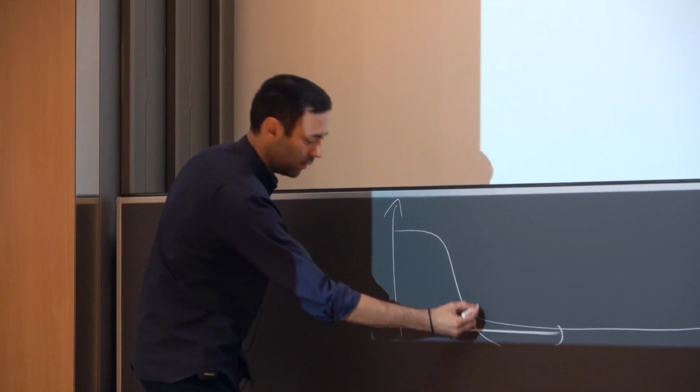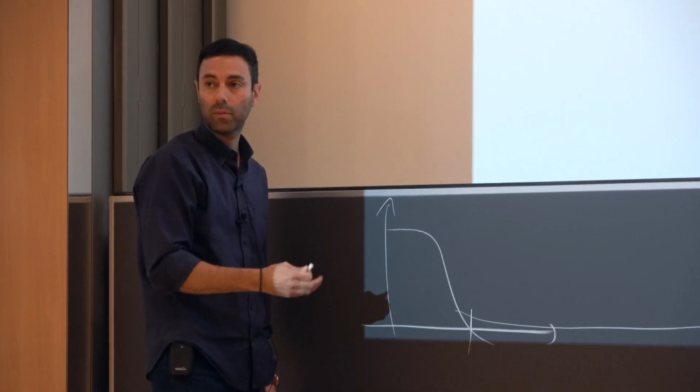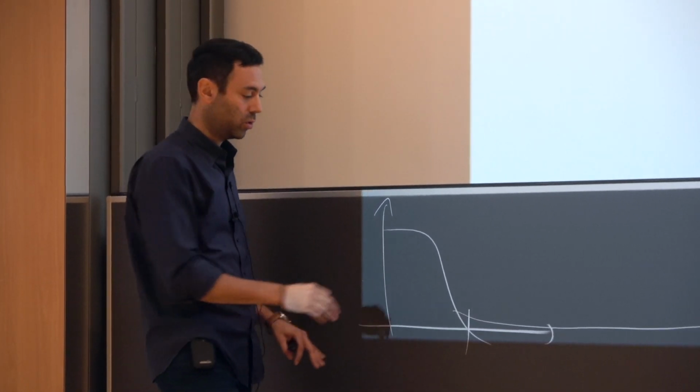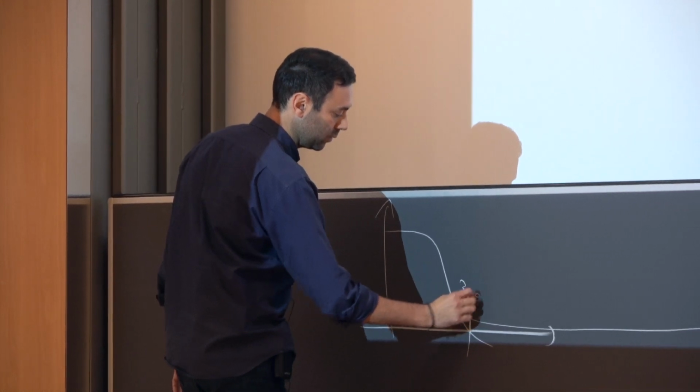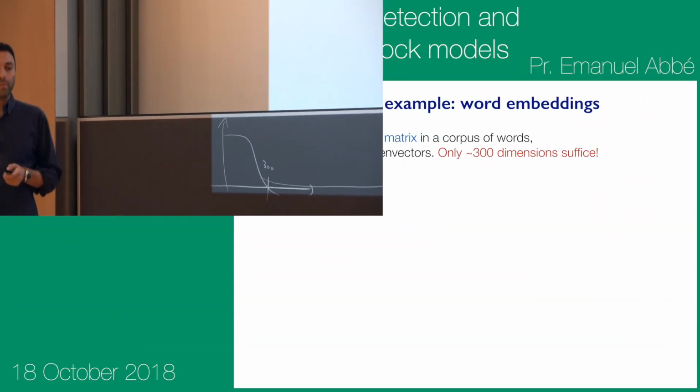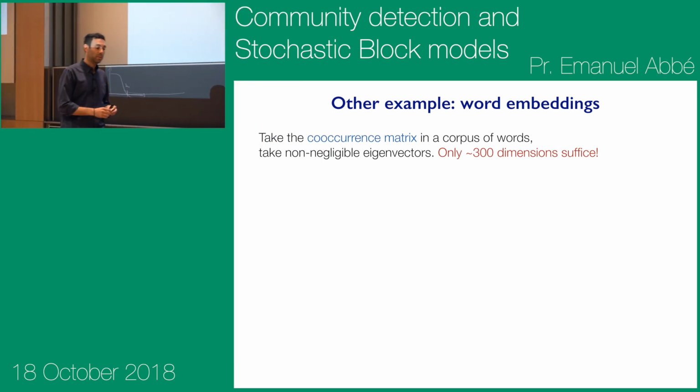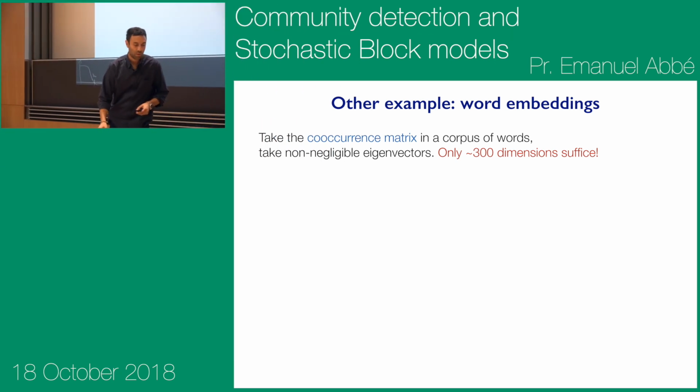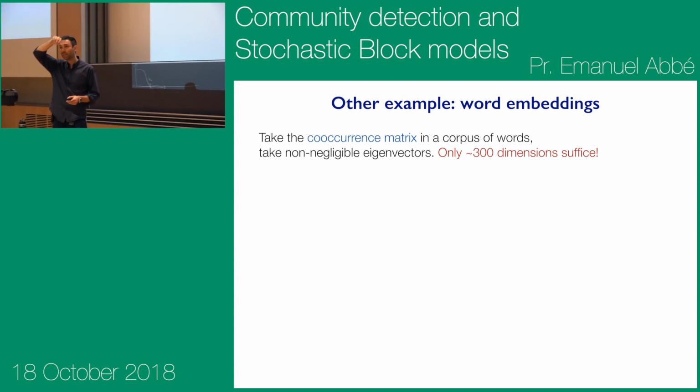And if you look at the cutoff here, when it's significant, when it's not close to some low threshold, it's only about 300 when there are about 1 million dimensions. So now that means you can use these 300 eigenvectors.